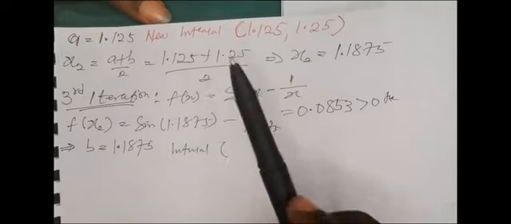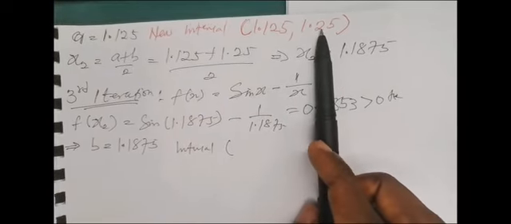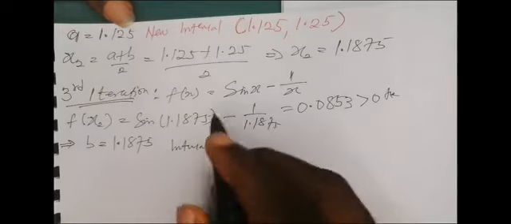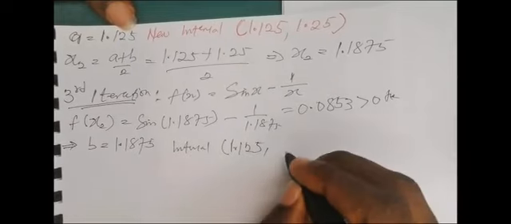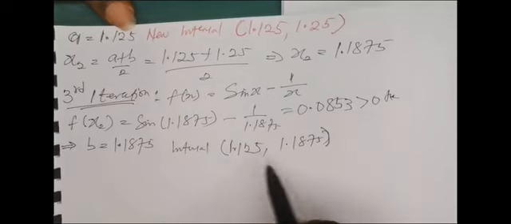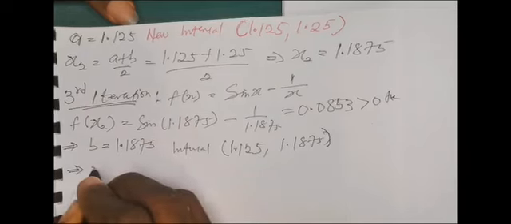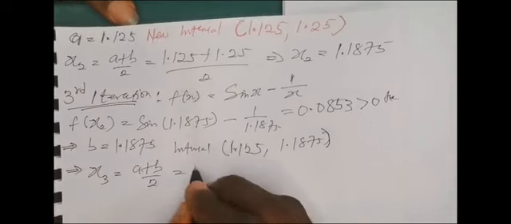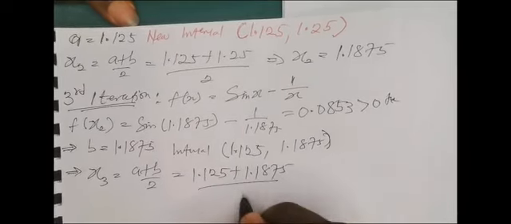so in the previous interval we had a to be 1.125 and b to be 1.25. Now we are changing b, but we are keeping a constant. So a remains 1.125, and b is now going to be 1.1875. So it means that the root of the equation now lies between these 2 points. So our third root, S3, is going to be a plus b divided by 2, and that's equal to 1.125 plus 1.1875 divided by 2.